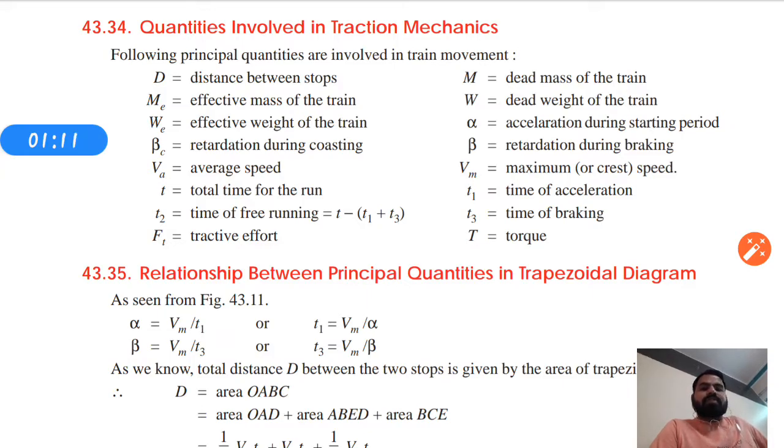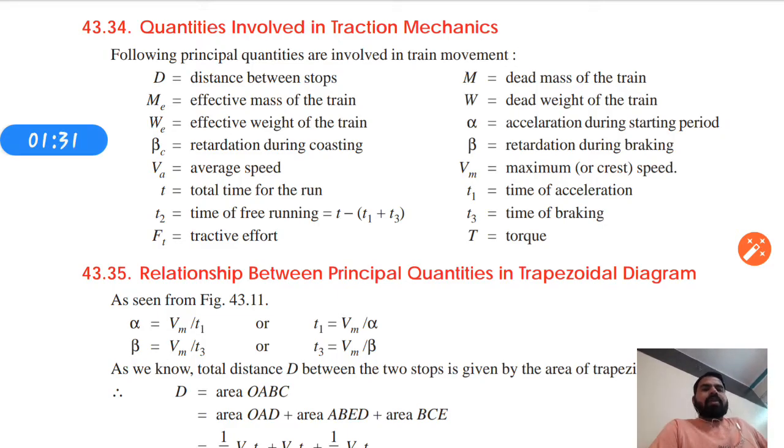small t, which is the total time of the run; small t1, time of acceleration; t2, the time of free running; t3, the time of braking; FT, the tractive effort; and capital T, the torque.